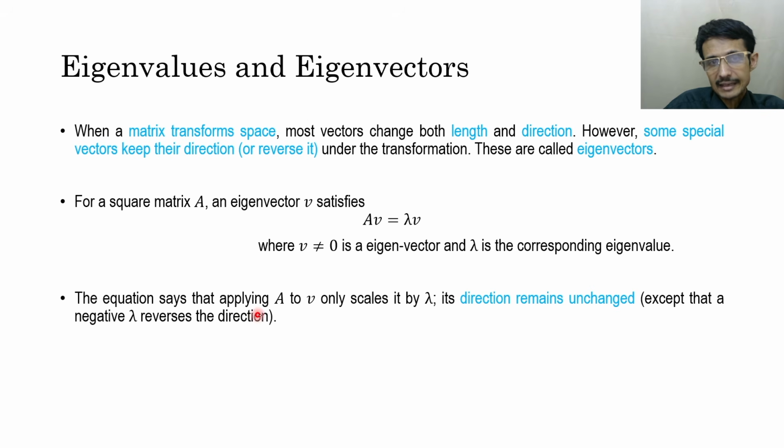The equation says that applying A to V, so when this matrix transforms V, it only scales it by lambda, so its direction remains unchanged, except that a negative lambda reverses the direction. So this is the basic understanding of eigenvectors and the corresponding eigenvalues.